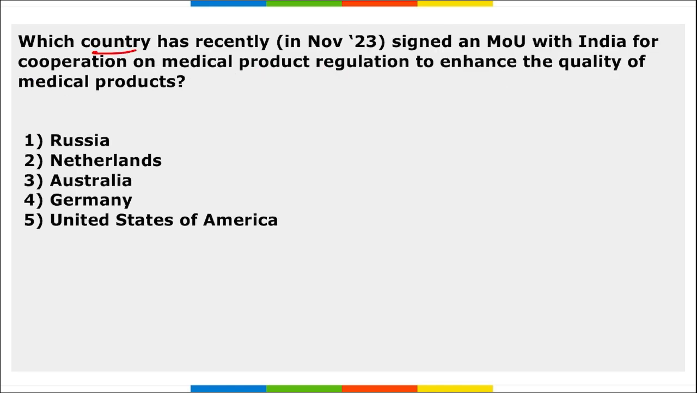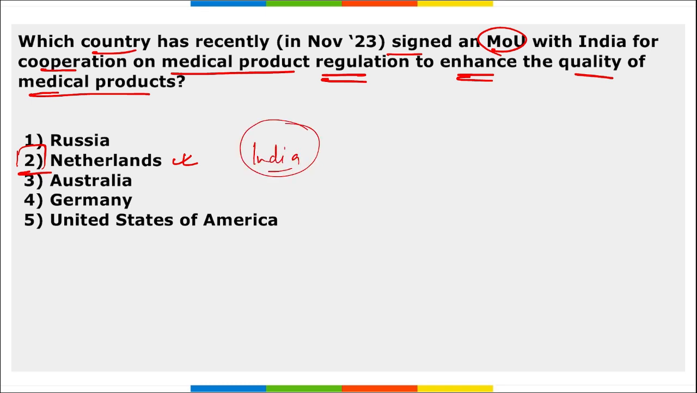Next, which country has recently signed an MOU with India for cooperation on medical product regulation to enhance the quality of medical products? It is Netherlands. Correct. Netherlands recently signed an MOU with India, and it is for the cooperation on medical product regulation to enhance the quality of medical products.